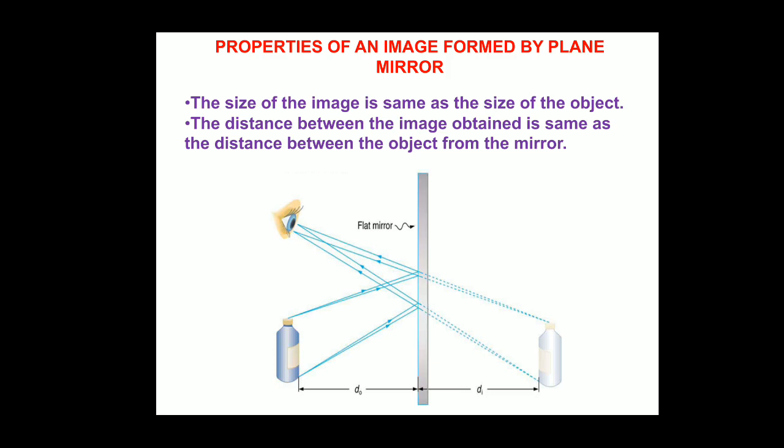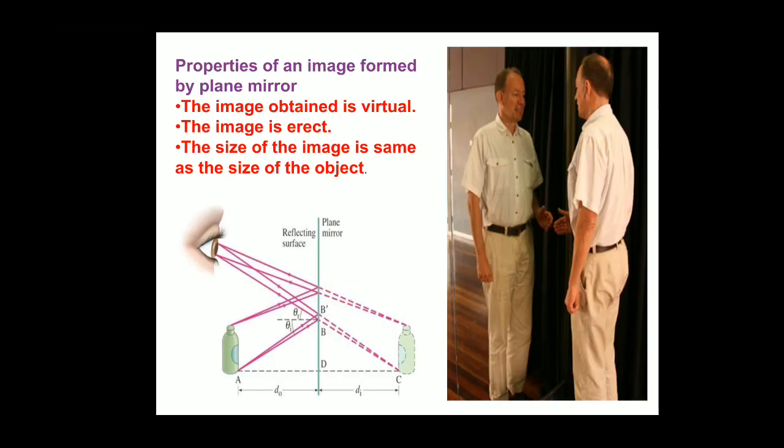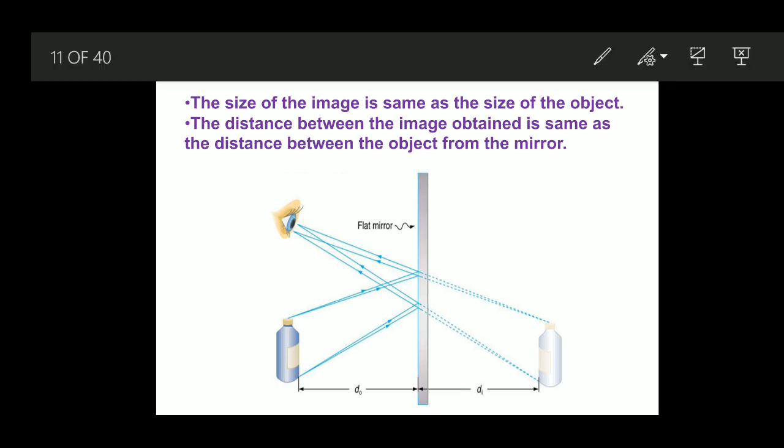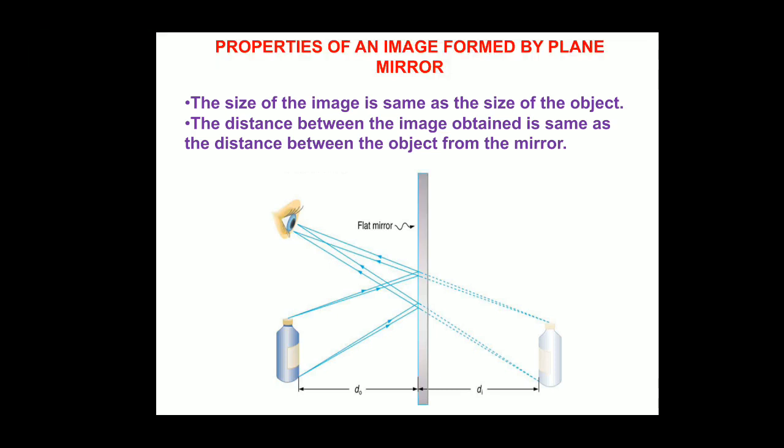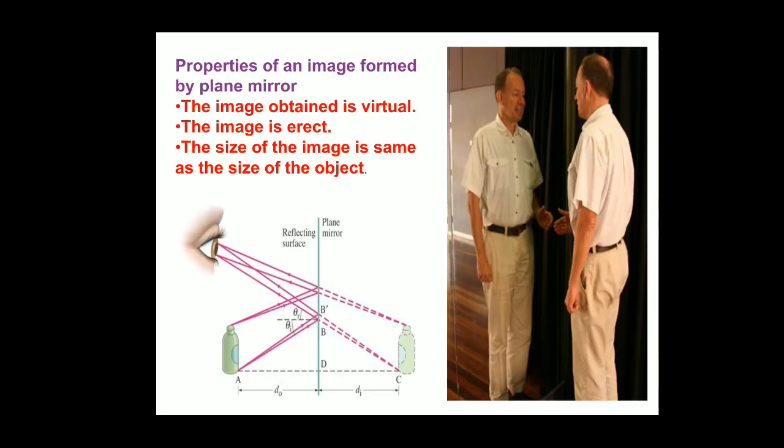And one more thing is, whatever the distance between the object and the mirror, the same distance will be maintained between the mirror and the image. Suppose if I move the bottle close by, the image also comes close by. So that is the second character. Tomorrow or today itself, you can take any object and experiment with this by standing in front of a mirror. Now see here, so I can say the image produced by a plane mirror is virtual.